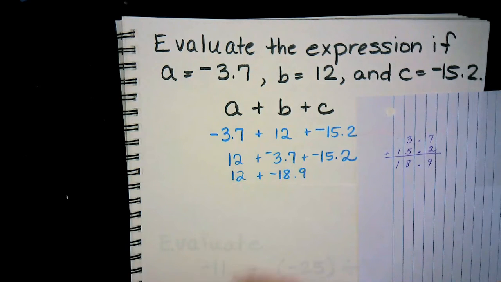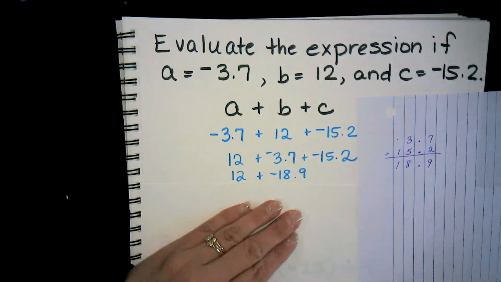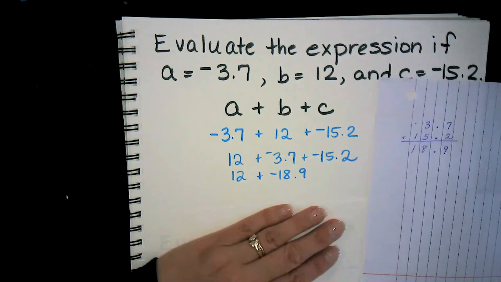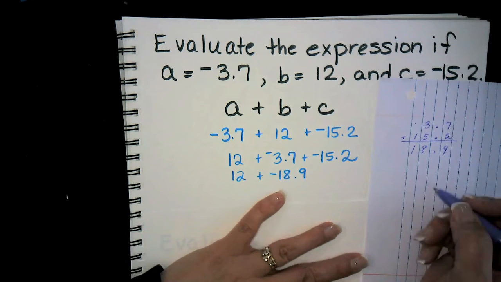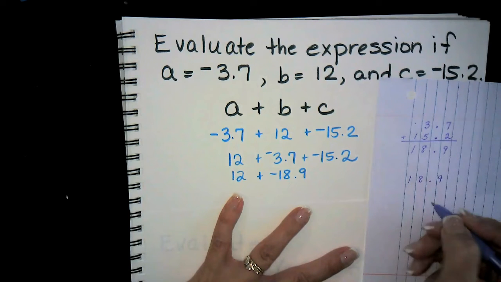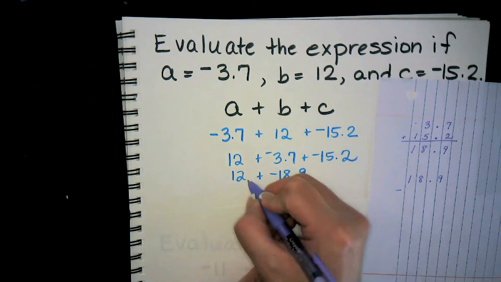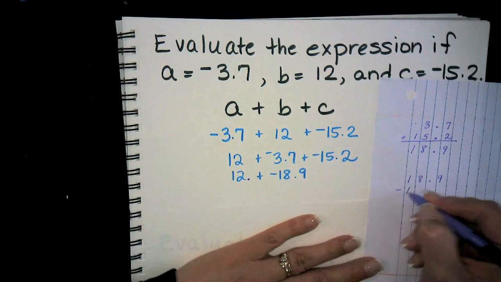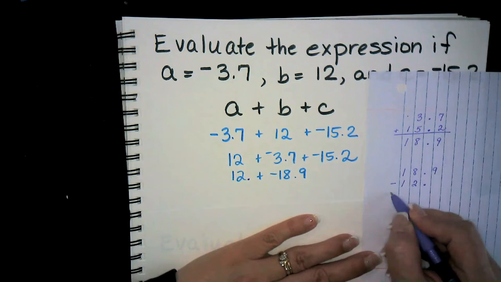Okay. Now my signs are different. So when we have different signs, the rule of thumb is to subtract them and take the sign of the larger one. So we're going to take the 18.9 again, and we're going to subtract the 12. Now you may be asking yourself, well, where's that decimal point on the 12? It's right here behind the 2 if it's not written. So we'll put in our 12 point right there, and now we're ready to subtract.